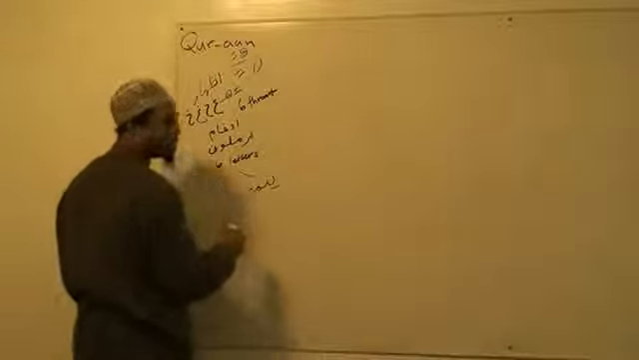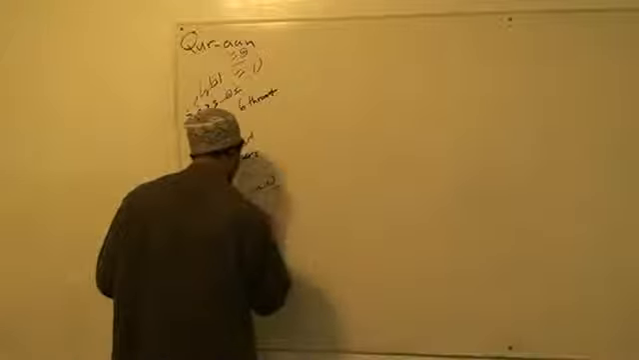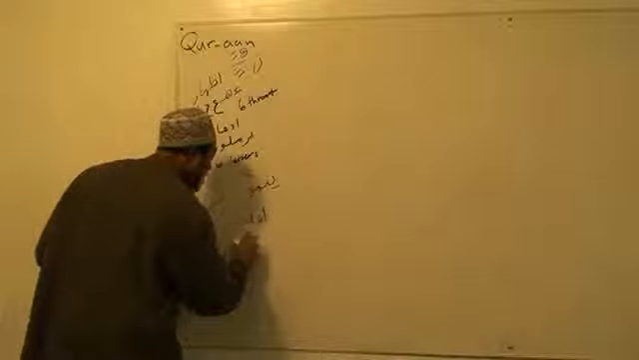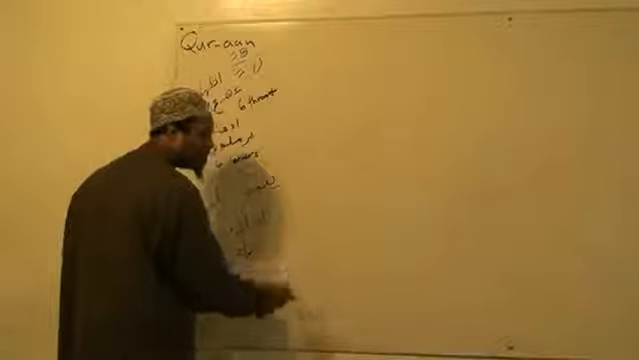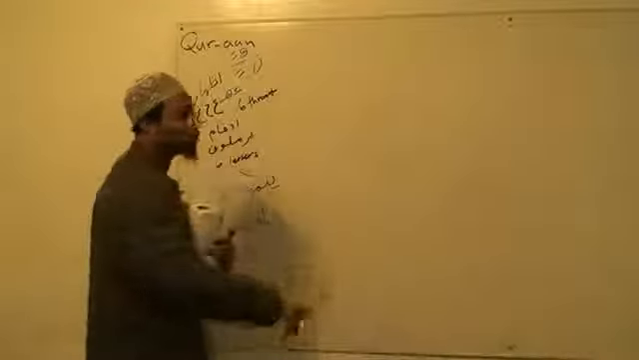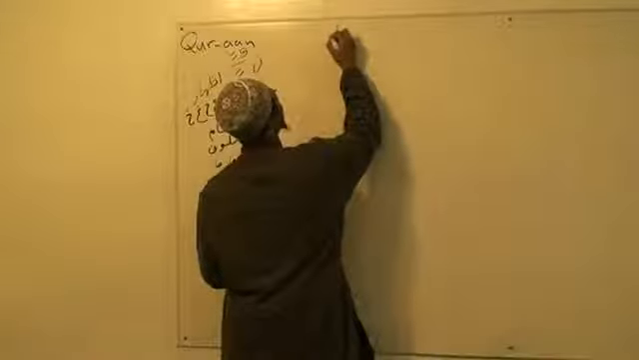The next rule after this one is what? Iqlab. And this is the only letter that has it, the Ba. Miman bi gunnatin ma'al ikhfa'i. And so that comes to our last rule, because there's only 4 rules in Noon as-Sakina wa Tanween, and the last rule we have is Ikhfa.